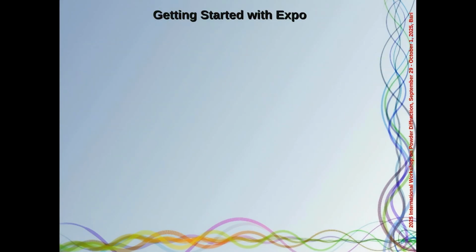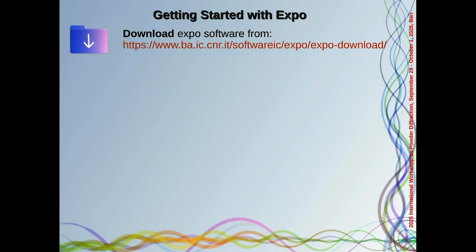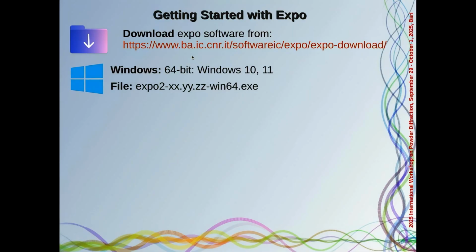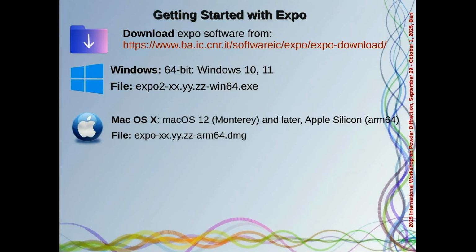To get started with EXPO, first of all, you have to download the software from this link. For Windows, the installation is very simple. You have to download the installer and follow the standard setup installation. For Mac, I have prepared on Monterey the DMG package, but it should work also on later versions of macOS, but only on Macs with the ARM architecture and not on Intel architectures.